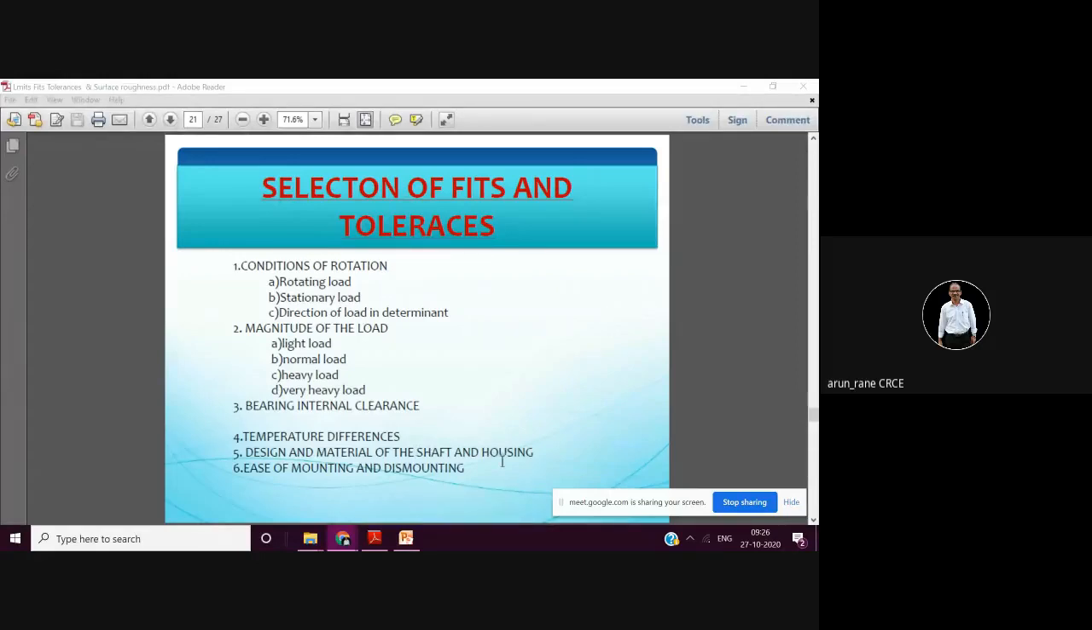Then obviously the material of the shaft and the housing. And you have to see that the bearings can be mounted easily and can be dismantled easily. So these are the guidelines when you are selecting the fits and tolerances.